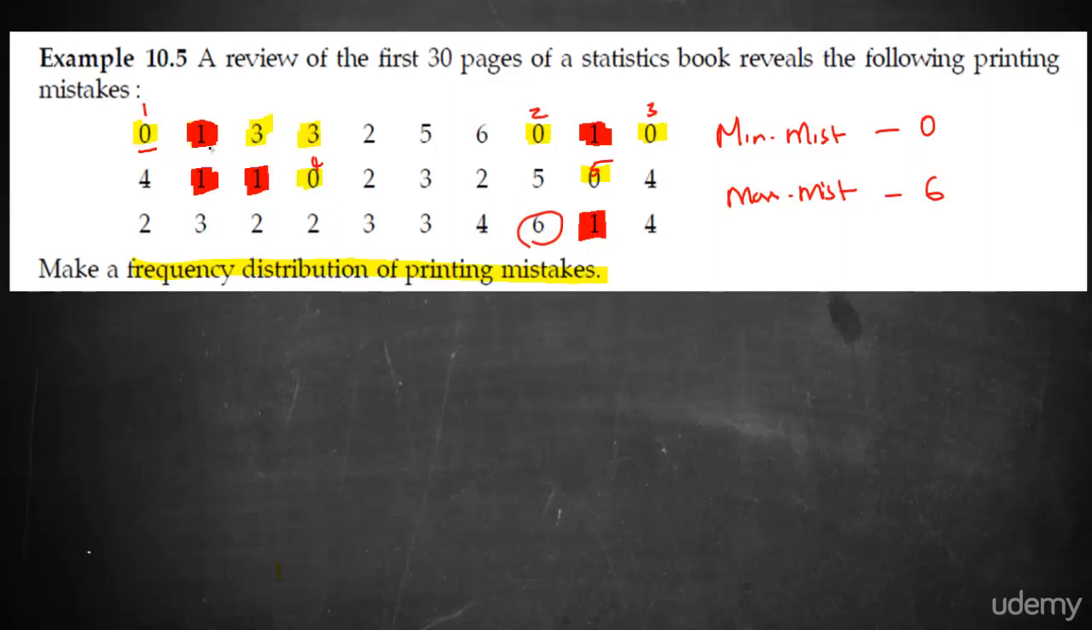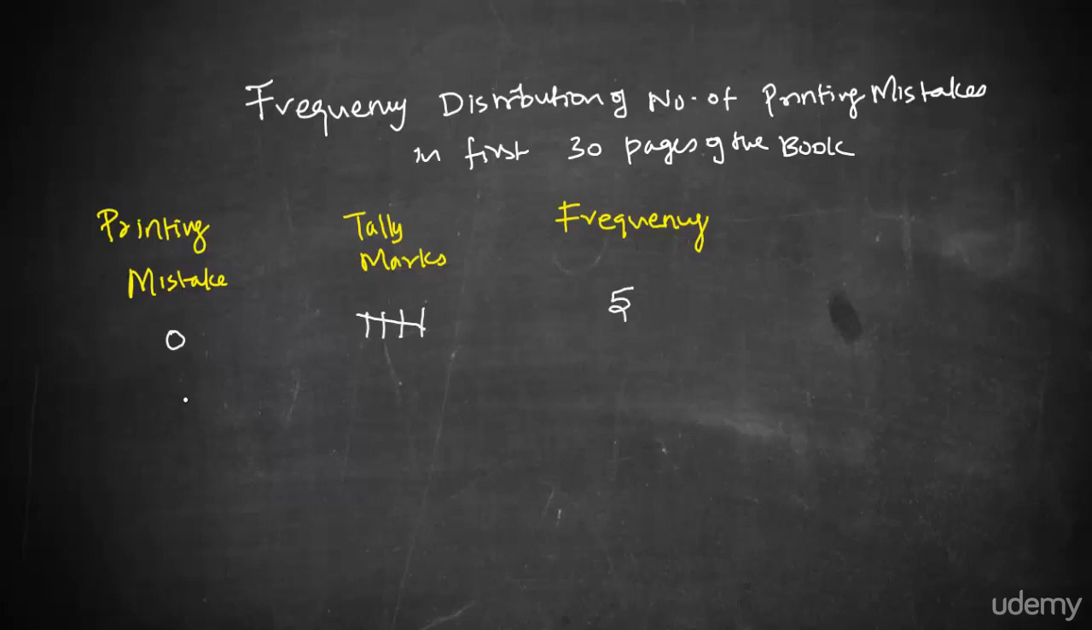Let us go back to the question once again. You have one printing mistake in a certain number of pages. Let's number them. You have one printing mistake in the second page, then the second one occurs in page 9. Then you have 3, 4, 5. It means in 5 pages you have one printing mistake. So I'll write here one printing mistake you have in 1, 2, 3, 4 and strike. So this gives a frequency of 5.